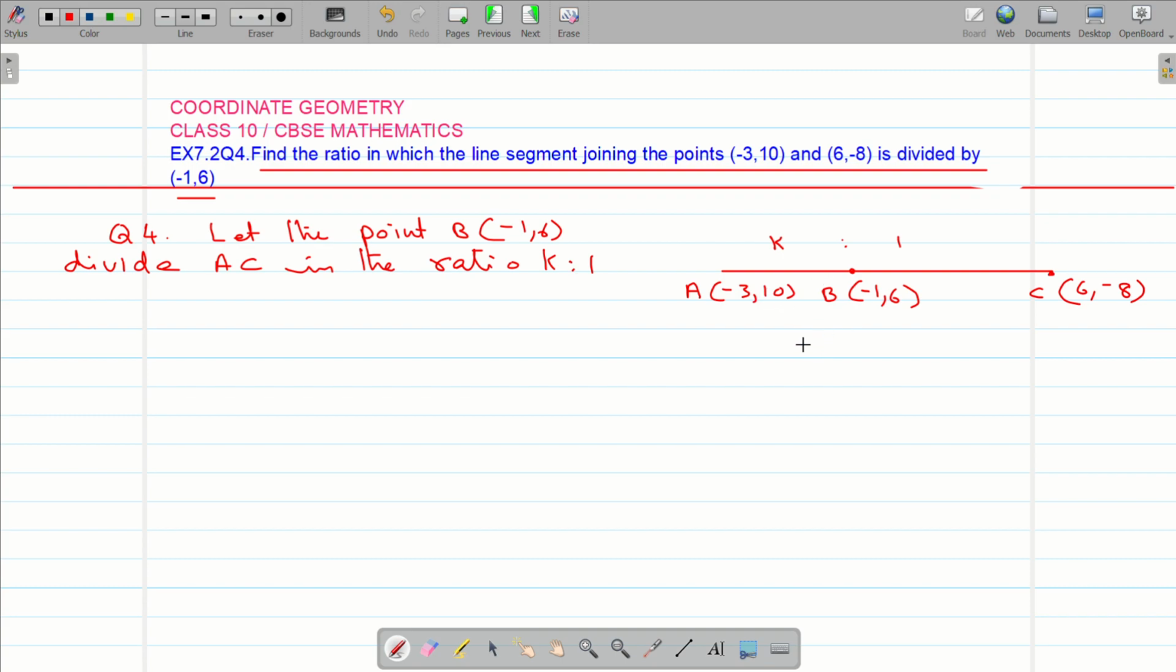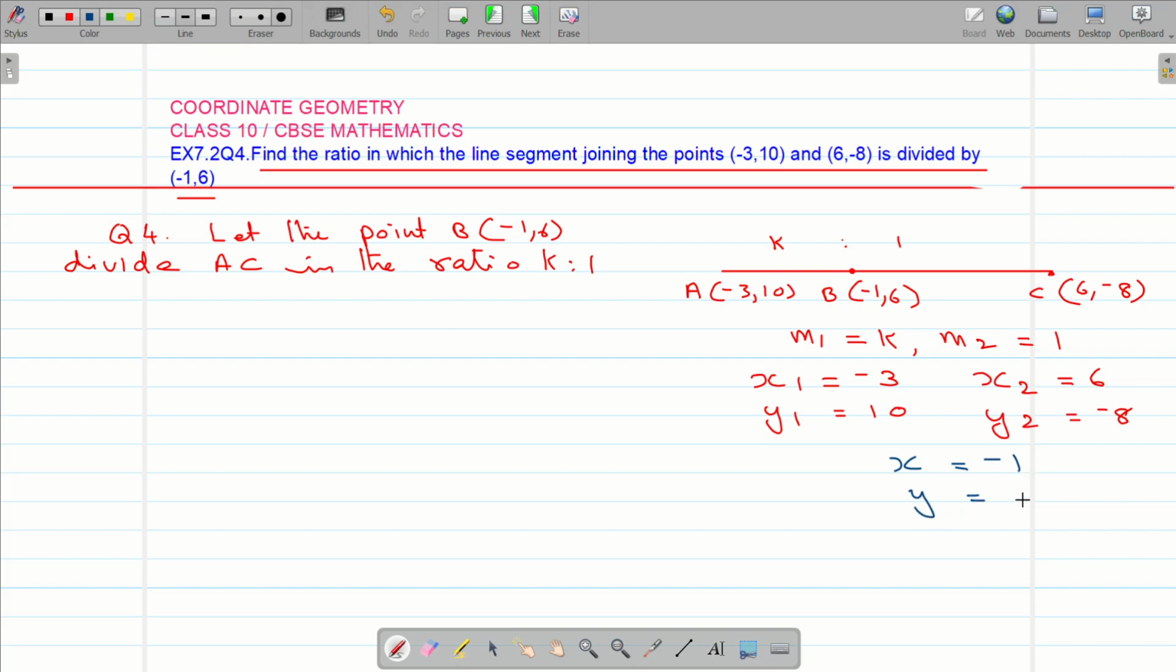Therefore, in this particular question, m1 is equal to k, m2 is equal to 1, x1 is equal to -3, y1 is equal to 10, x2 is equal to 6, y2 is equal to -8, and also x is equal to -1, y is equal to 6.